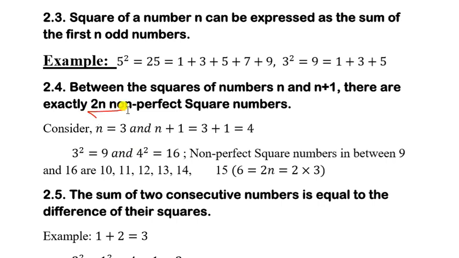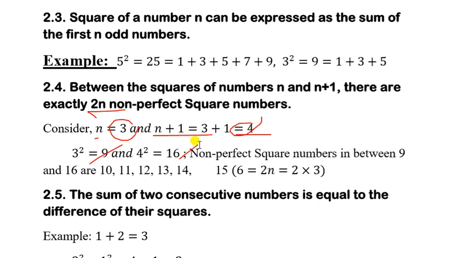Exactly 2n non-perfect square numbers. For example, take n equals 3, which means n plus 1 will be 4. First we have to find the square of 3. What is the square of 3? Square of 3 is 9 and square of 4 is 16. And in between 9 and 16, how many non-perfect square numbers are there?